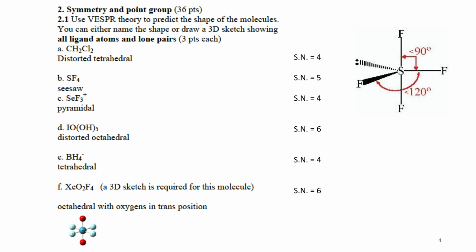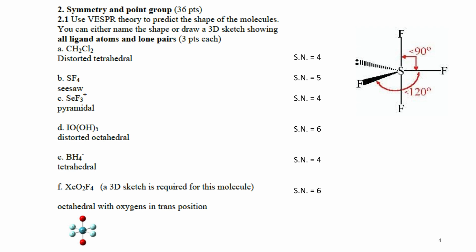Iodine, oxygen, and 5 OH. Okay. Steric number should be 6 because iodine has a valence shell count of 7. It uses 2 electrons to form a double bond with oxygen and five electrons to form 5 single bonds with each of the hydroxyl groups. So a total of 7 electrons involved in covalent bonding. That leaves no lone pair.